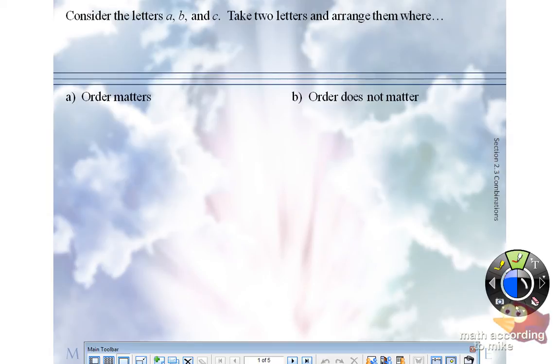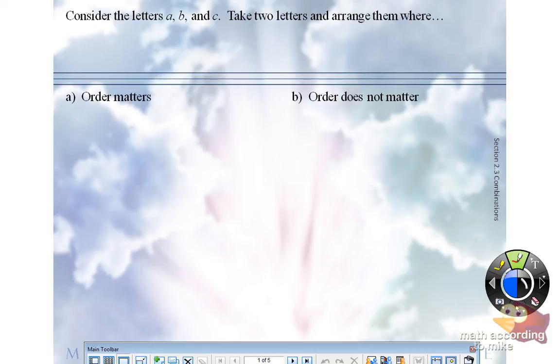Now, if you want to imagine that you have letter blocks and you're physically picking up blocks, totally fine. You want to try to imagine that you're actually doing these experiments. It'll help you in the process. So you're going to see 3 letter blocks in front of you, 1 A, 1 B, 1 C, and you're going to pick 2 of them, and in part A, you're going to arrange them where order matters. So what could possibly happen?